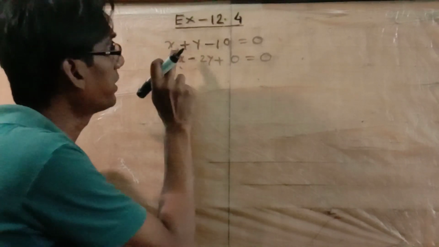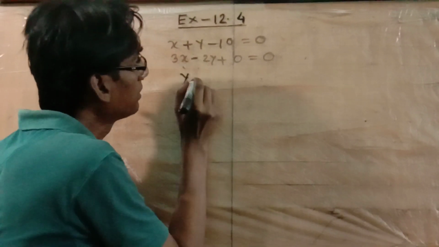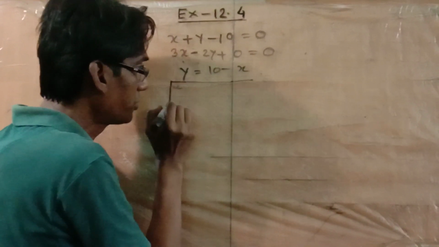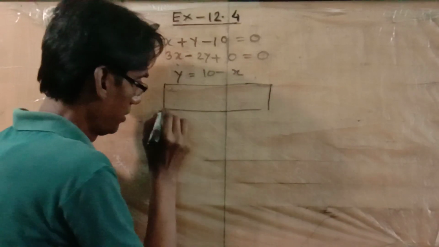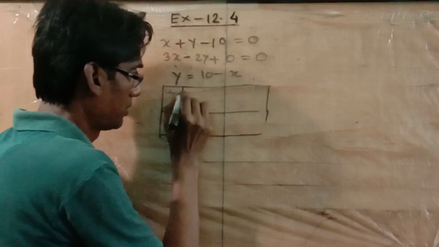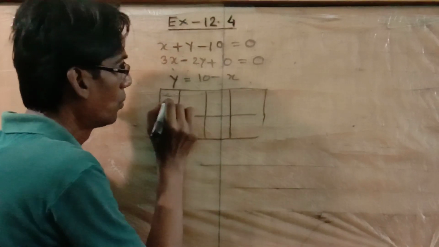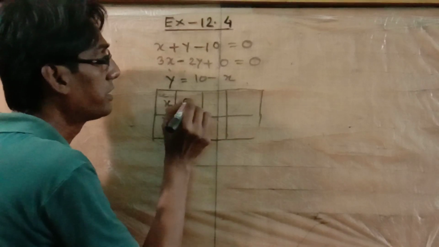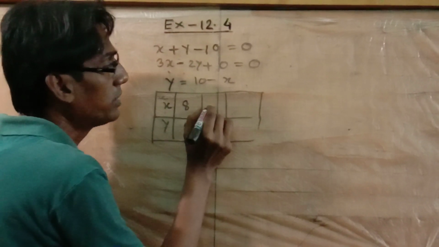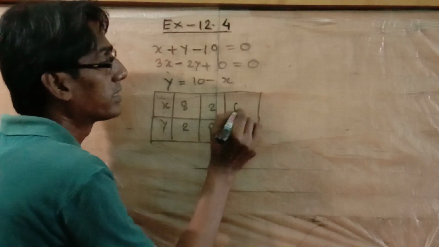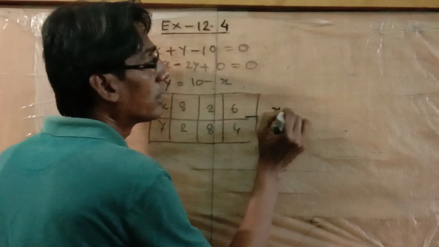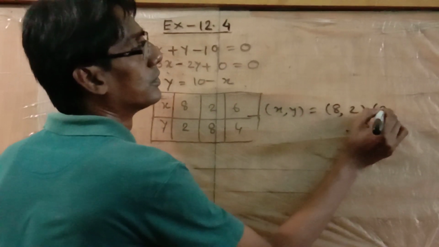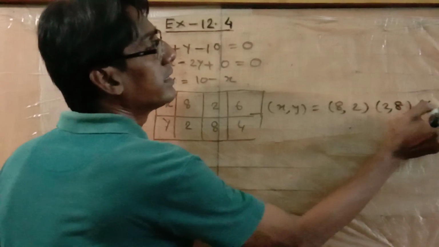So from the equation we get, look at here, the value of y equal to 10 minus x. Now apply 3 points for x and y. If x is 2, then y will be 8. If x is 8, it will be 2. If x is 4, it will be 6. So from equation 1, we get x, y values 8, 2, 2, 8 and 6, 4.